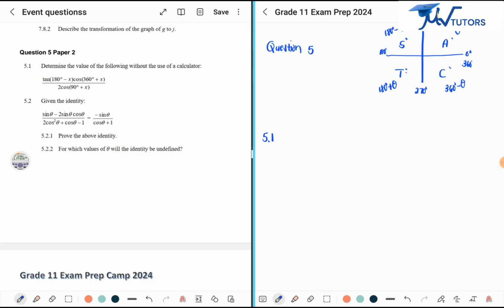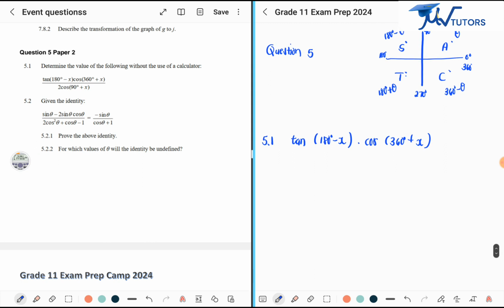So it says, determine the value of the following without the use of a calculator. I'm glad they don't need the calculator because I forgot to load it. Okay, so we have tan(180 minus x) multiplied by cos(360 plus x), and that's divided by 2 times cos(90 plus x).